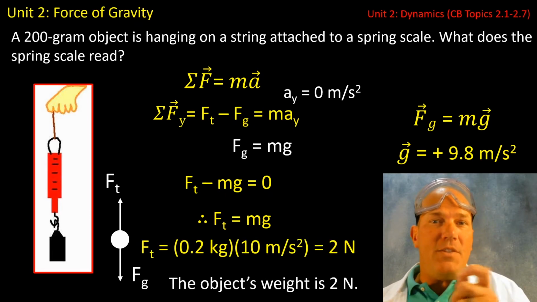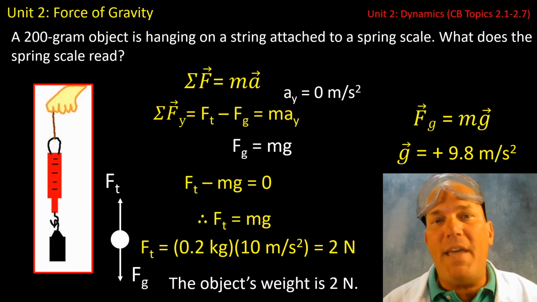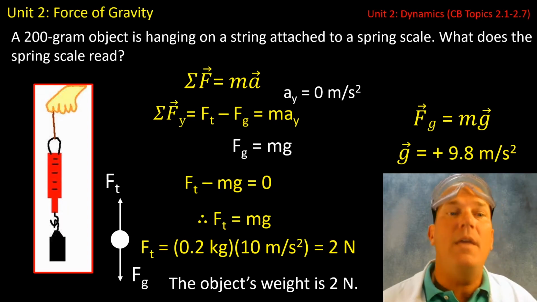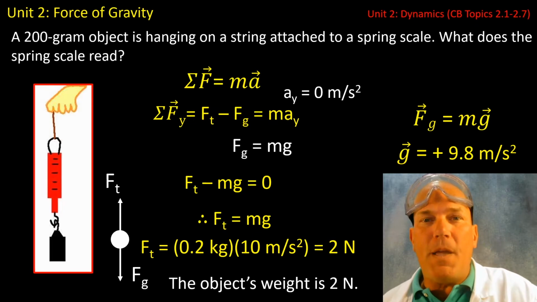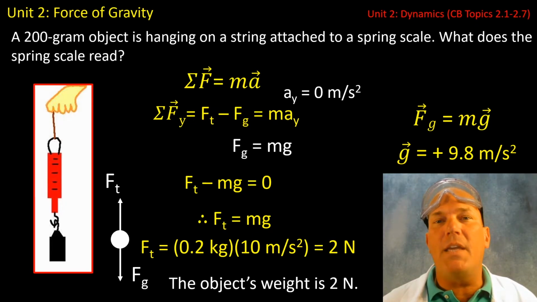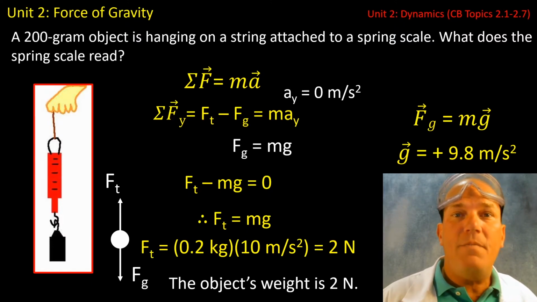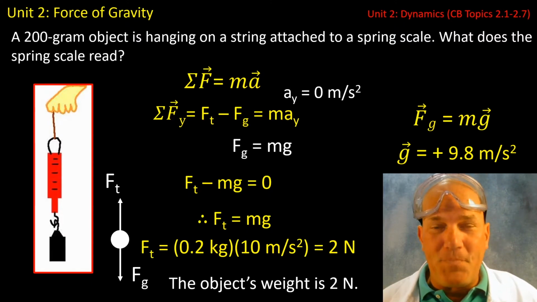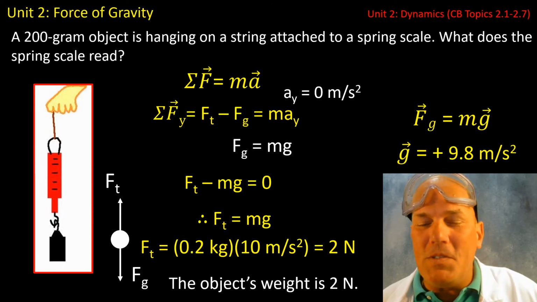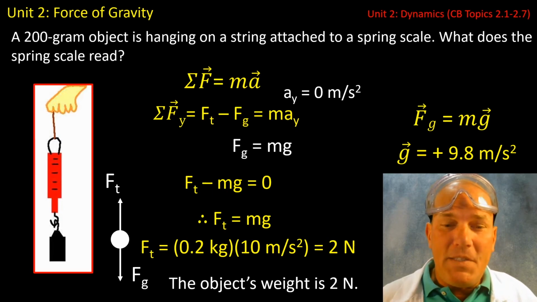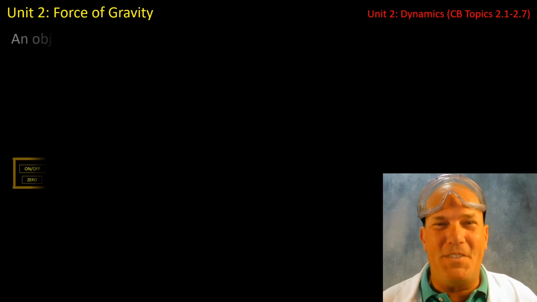Don't forget, guys, your 200-gram object, we need to convert that into the base SI unit of kilogram, which is 0.2 kilograms, multiplied by 10 meters per second squared, which you recall are the base SI units for the derived unit called a Newton. And when we solve this problem, we get 2 newtons. And indeed, the spring scale will read approximately 2 newtons.